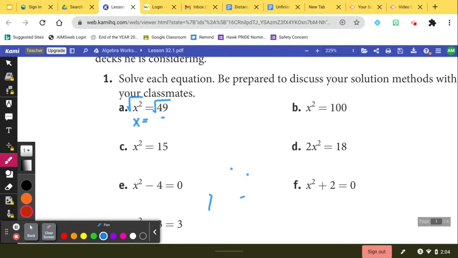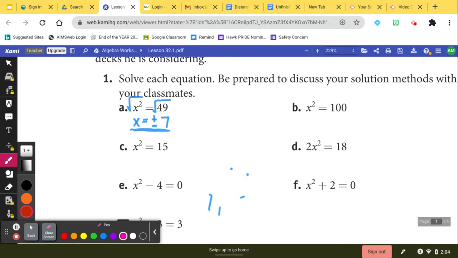Many of us will say 7. However, it's actually the case that it's the positive version of 7 or the negative version of 7. So when we square root a number, we're going to have the positive or negative version of that number because a positive times a positive is a positive and a negative times a negative is a positive. So 7 times 7 is 49 and negative 7 times negative 7 is 49. So my solutions to the quadratic are 7 and negative 7.